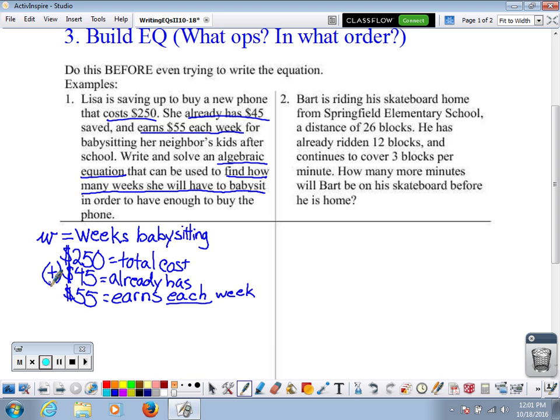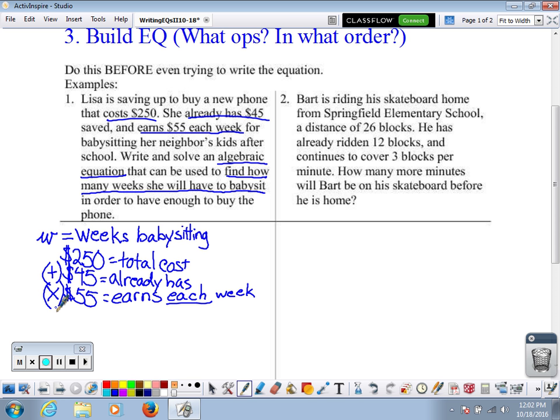Now the question is that word each. Each can mean multiply, or it can mean divide. We need to think which one it means here. Divide is when we're splitting something up. Multiply is if we're doing something again and again. Well, are we repeating that $55, or are we splitting that $55 up? What do you think, Dalton? We're repeating it. Okay? We're multiplying those $55 times the number of weeks she's babysitting.